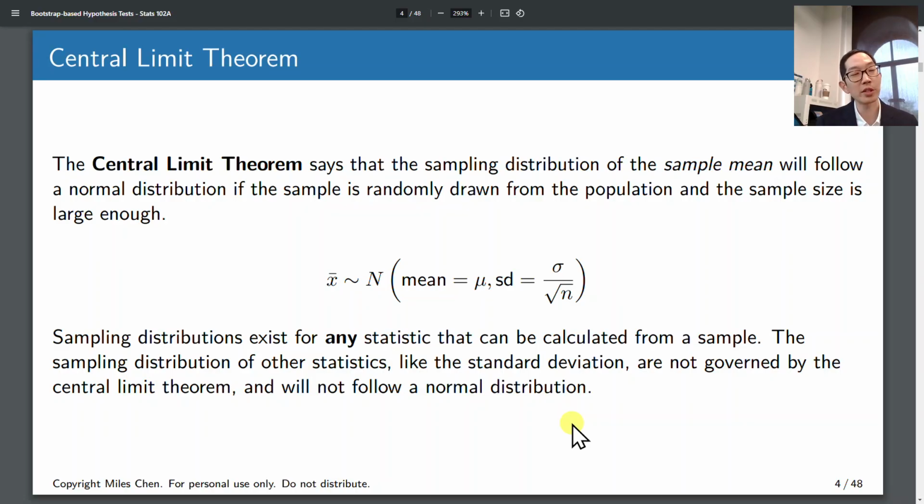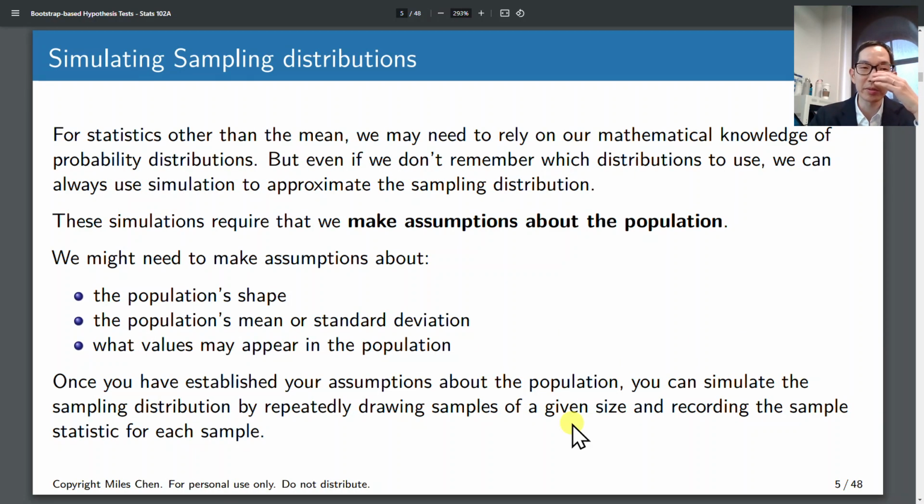But sampling distributions exist for really any statistic that can be calculated from a sample. Not just the mean, although that's the one we most commonly use, especially in the intro classes. Sampling distributions exist for any other statistic we can think of, such as the standard deviation or variance. Those might not follow the central limit theorem or a normal distribution, but a sampling distribution does exist. It's just the idea of what kind of values you can get for this statistic if we have random samples drawn from the population.